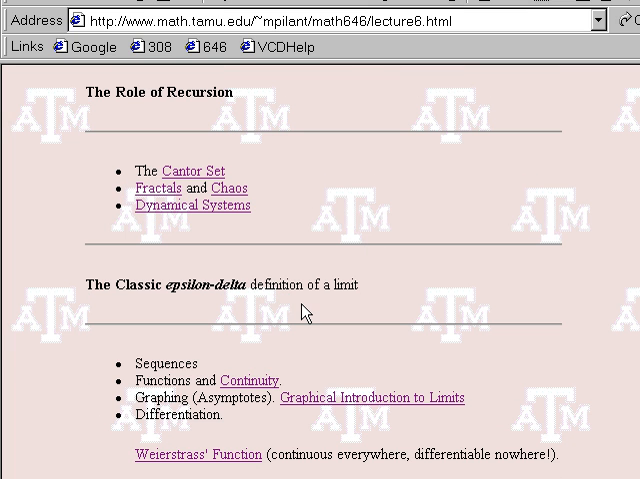So let's go and ask what we mean by the classic epsilon delta definition of a limit. This is something everyone's seen in calculus, at least if you are a math major. If you're not a math major, engineering typically skips this version of calculus.